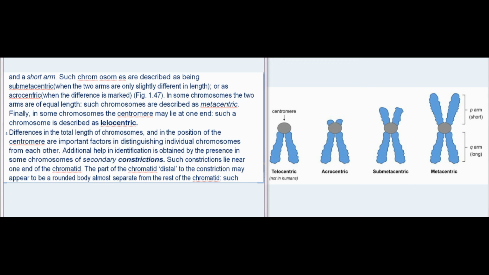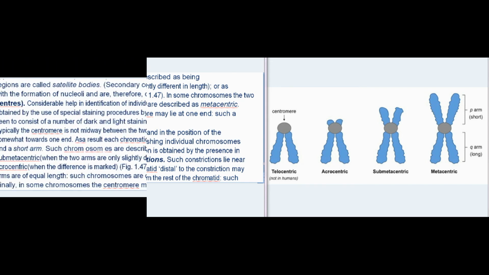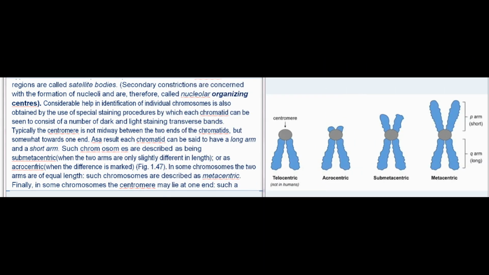Differences in the total length of chromosomes, and in the position of the centromere are important factors in distinguishing individual chromosomes from each other. Additional help in identification is obtained by the presence in some chromosomes of secondary constrictions. Such constrictions lie near one end of the chromatid. The part of the chromatid distal to the constriction may appear to be a rounded body almost separate from the rest of the chromatid. Such regions are called satellite bodies.